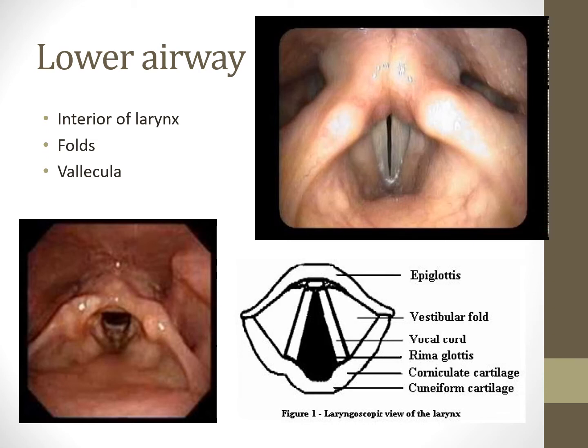All right, so when we're looking into the lower airway, these are some of the structures that you're going to see. And so this gives you that good view of the epiglottis being superior up here. And then you're going to have your cuneiform and corniculates inferior, right? Those are going to be down here, and you can see them down here. Your arytenoids attach back here. That's the base of the back part of your airway, and so you're going to see the interior of the larynx, hopefully.